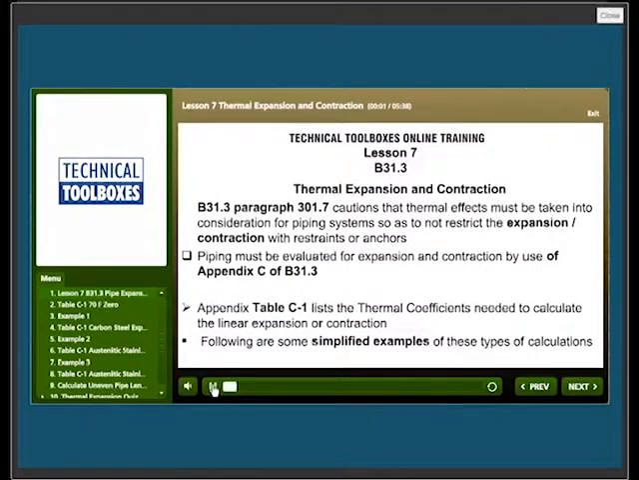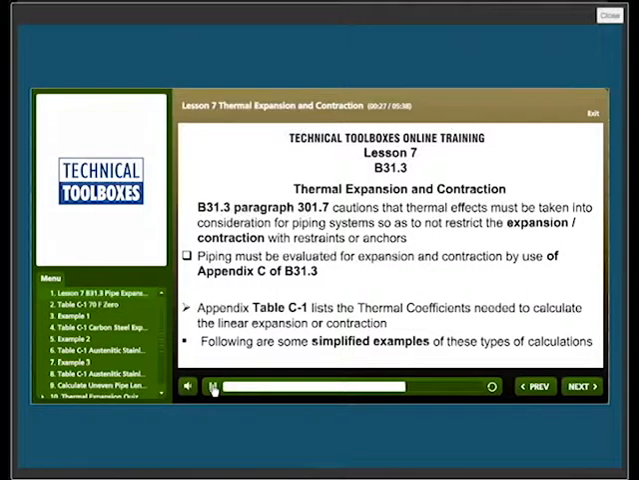Thermal expansion and contraction. Paragraph 301.7 cautions that the thermal effects must be taken into consideration for piping systems so as to not restrict the expansion-contraction with restraints or anchors. Piping must be evaluated for expansion and contraction by the use of Appendix C of B31.3.